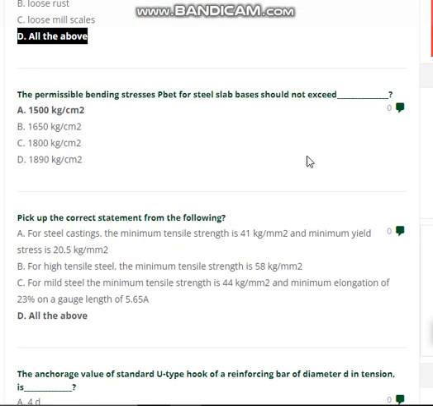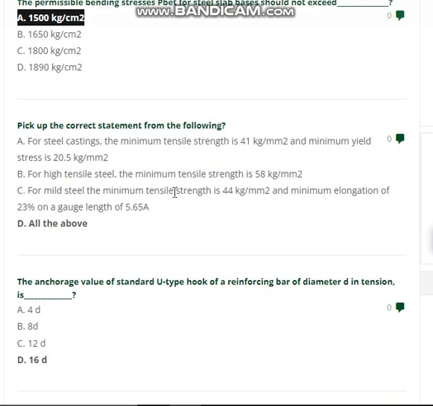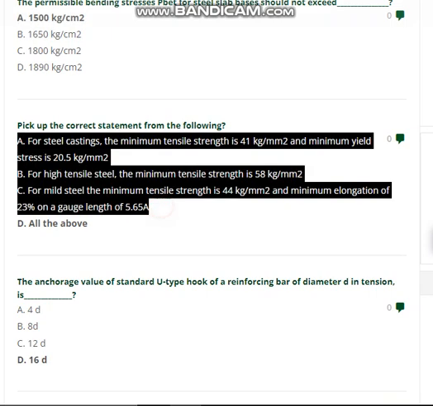The permissible bending stress for steel slab bases should not exceed 1500 kg per centimeter square. Pick up the correct statement from the following. All of these are correct.